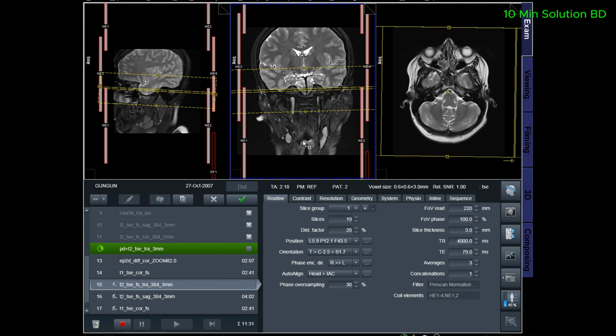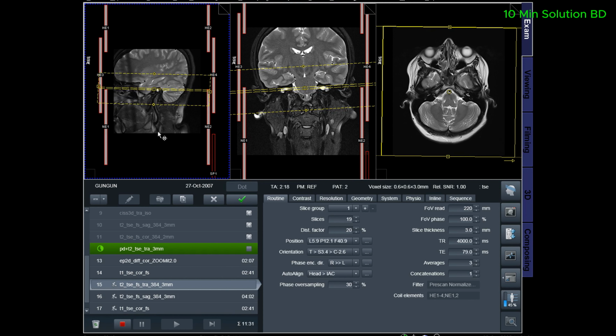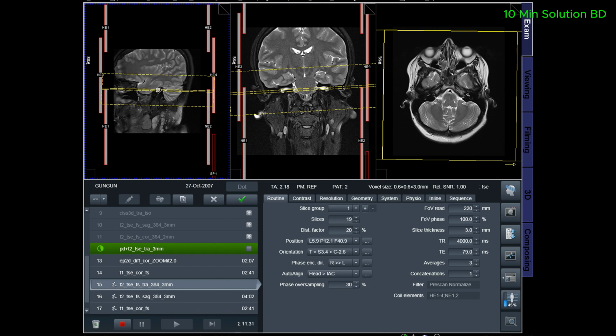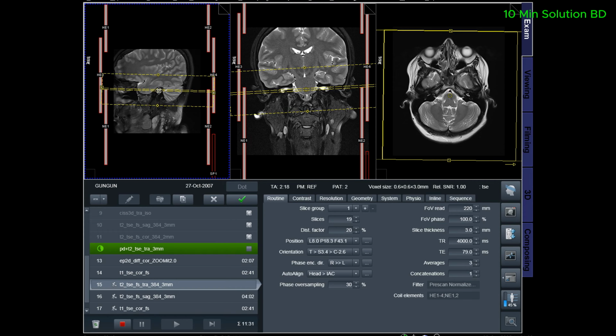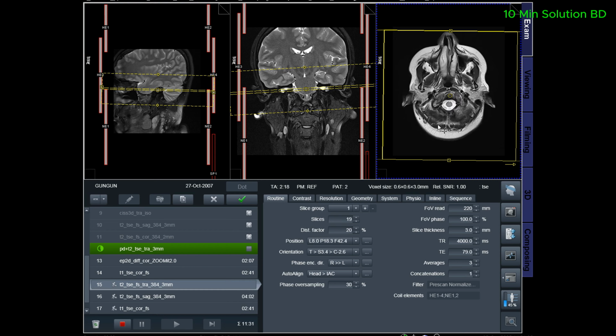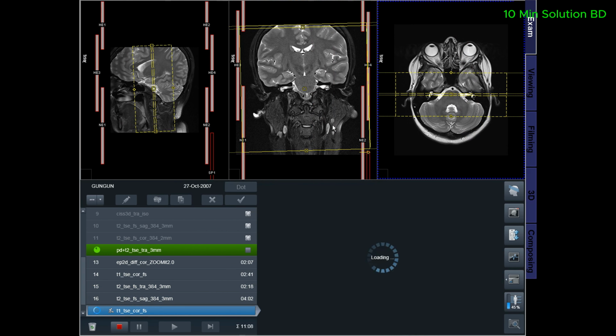T2 and T1 axial planning. Plan the axial slices on the coronal plane and angle the planning block parallel to the line along the right and left internal auditory meatus, or IAMs, as shown in the diagram. Verify the planning block in the other two planes. Ensure an appropriate angle is maintained in the sagittal plane, perpendicular to the brainstem.